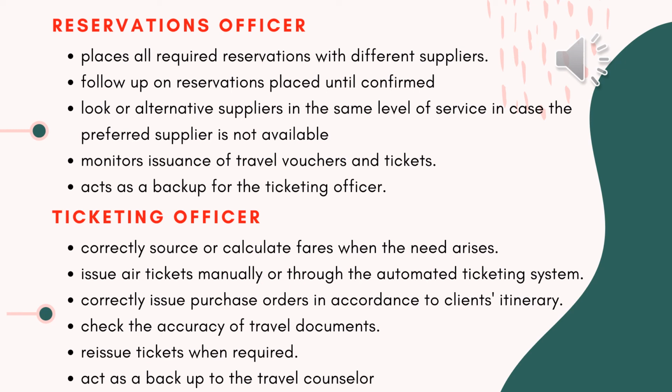For the ticketing officer: correctly source or calculate fares when the need arises, issue air tickets manually or through the automated ticketing system, correctly issue purchase orders in accordance with the client's itinerary, check the accuracy of travel documents, reissue tickets when required, and act as a backup to the travel counselor. See, their functions as reservations officer and ticketing officer can be interchangeable. One can be present, one can be absent. One can be the backup in the absence of the other. So these two people are the ones focusing on the client's needs and requirements. They have direct contact with the clients.